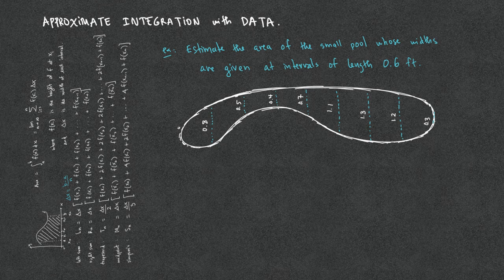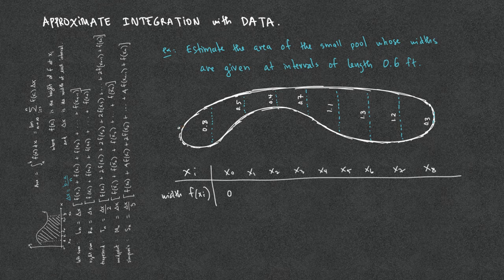From the diagram, we can create a table for the function of the width in terms of xi. The width at x sub 0 is 0, the width at x sub 1 is 0.8, the width at x sub 2 is 0.5, and so on, all the way to the width at x sub 8 is 0.3. This is sufficient information for us to estimate the area of this small pool, whose widths are given at intervals of length 0.6. They are measured 0.6 feet apart.